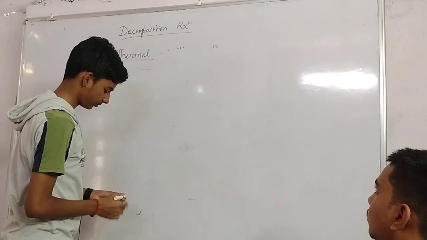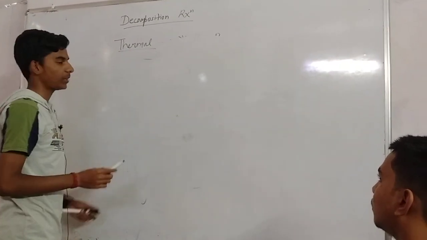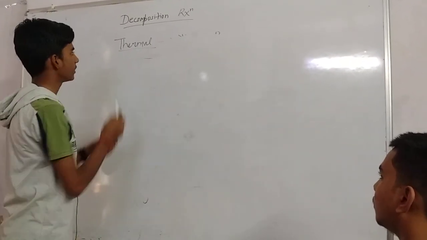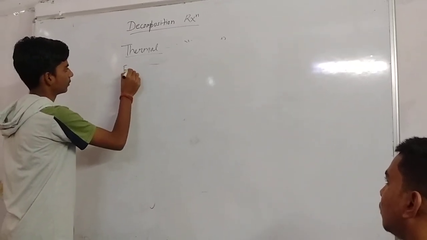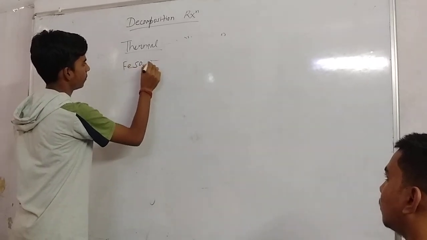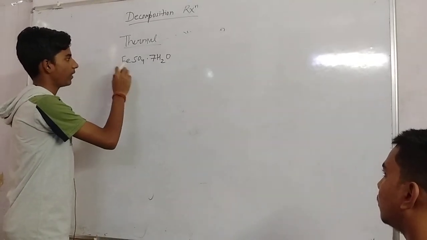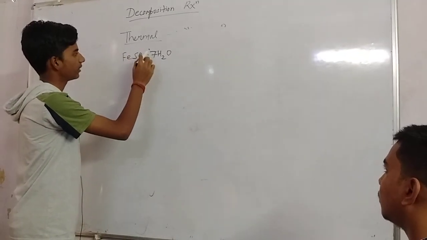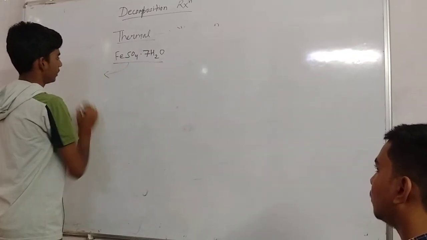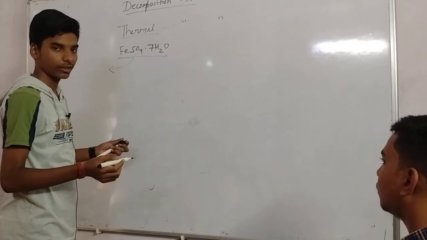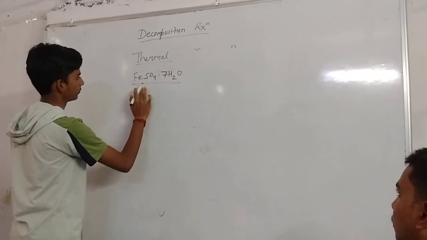Thermal decomposition. As we saw, when we supply energy in the form of heat, then it is called thermal decomposition. We can take an example like FeSO4 dot 7H2O. This is called ferrous sulfate heptahydrate. What is color of this? It is generally bluish green in color. It is light green. Blue color is copper sulfate. Yes. CuSO4 is the blue color.